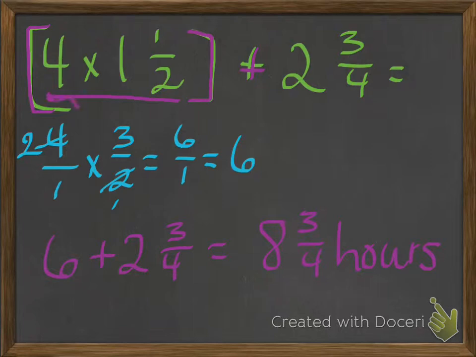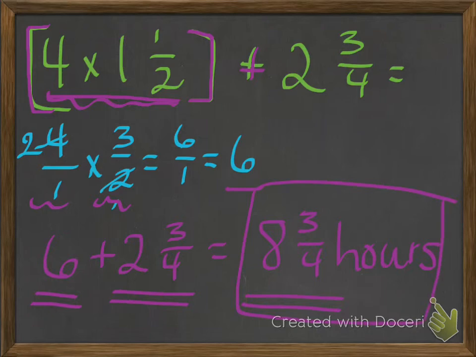So first let's look at this. 4 times 1 1/2, and I changed that to 4 over 1, and then I changed 1 1/2 to 3/2. Multiplied them, I cross-simplified and then multiplied, and I got 6. So Monday, Tuesday, Wednesday, Thursday, she has 6 hours of homework. Then I simply add on that 2 3/4 hours, and I get 8 3/4 hours total for homework for Arena.